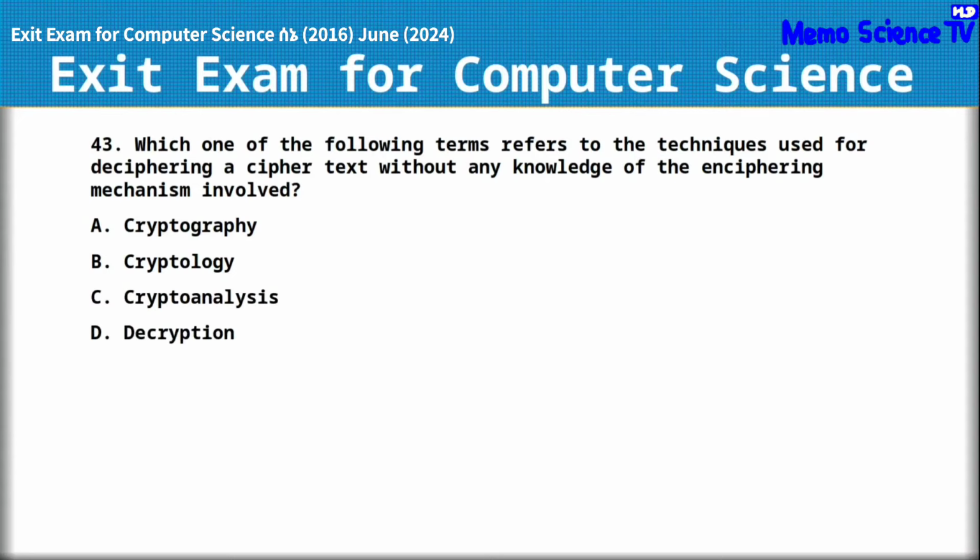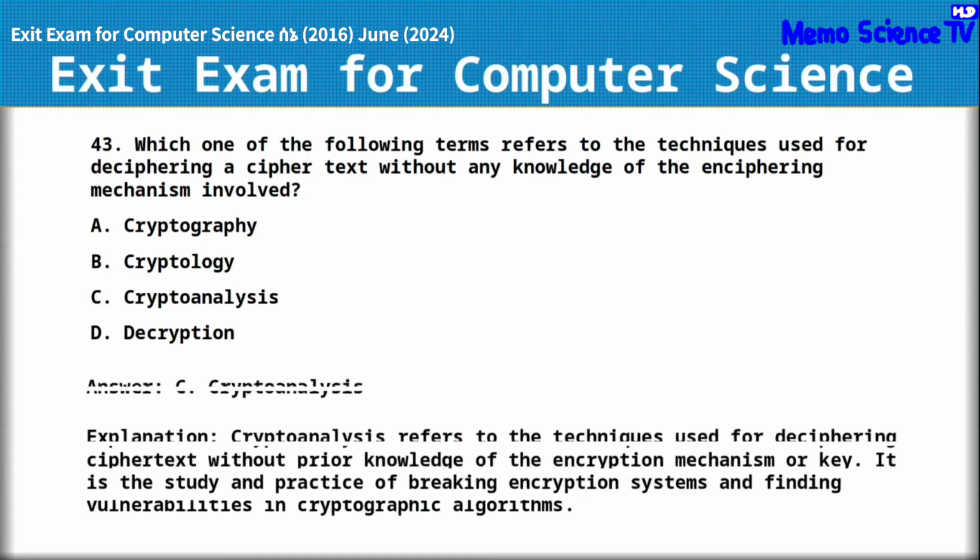This relates to ciphering and deciphering, turning ciphertext back into readable form. The correct answer is C, cryptanalysis. Cryptanalysis refers to the techniques used for deciphering ciphertext without prior knowledge of the encryption mechanism or key. It is the study and practice of breaking encryption systems and finding vulnerabilities in cryptographic algorithms.